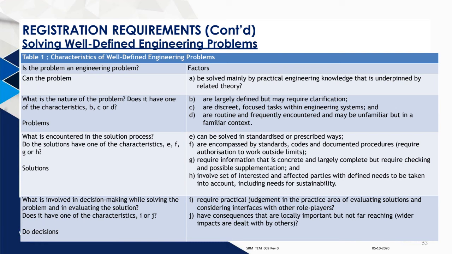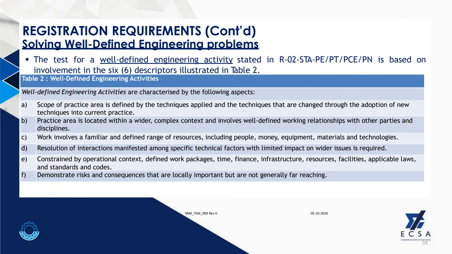And clearly it will indicate under which one you are falling. If you look at this one, you'll see it refers to, again, the characteristics of what needs to be read first to say, this is the scope of practice that is defined by techniques, and the techniques are changed through the adoption of new techniques in the current practice. So reading all of them in that way, it will define that level of discrete that we're talking about, that this is how the differentiation is made between an engineer, engineering technologist, and an engineering technician.